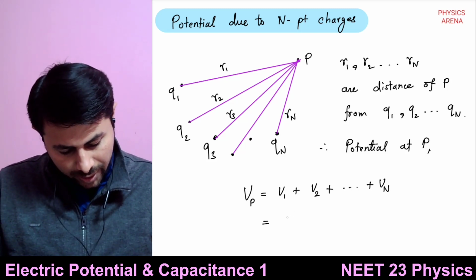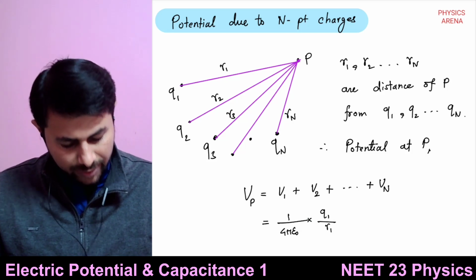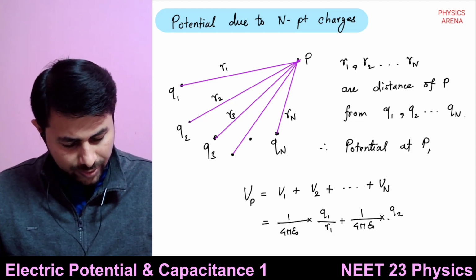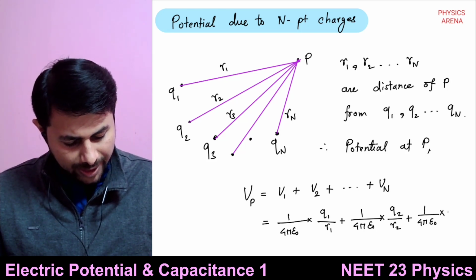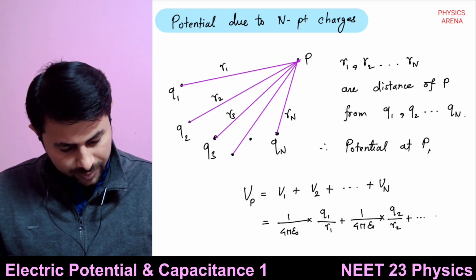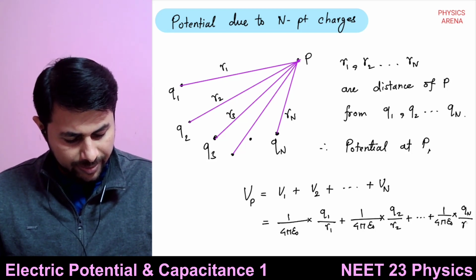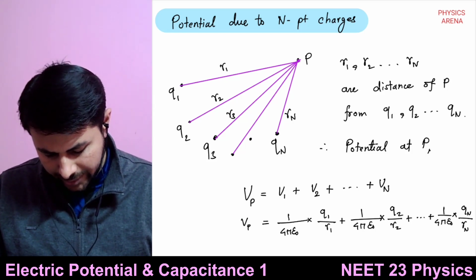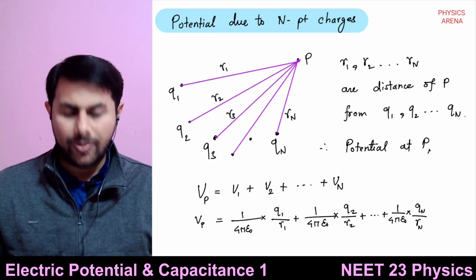So this is equal to 1 upon 4 pi epsilon naught multiplied by Q1 over R1, plus 1 upon 4 pi epsilon naught multiplied by Q2 over R2, plus so on and so forth up to plus 1 upon 4 pi epsilon naught, Qn divided by Rn, right? So this will be the net potential, and we can write it in the form of a summation.